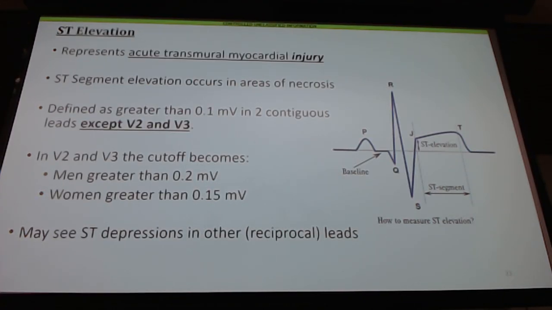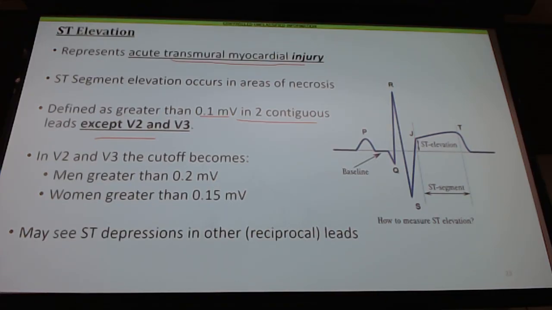ST elevations, remember, are transmural, so the full thickness of that myocardium is under stress and dying. This is identified if you have an ST segment J point elevation of at least 1 millimeter in 2 contiguous leads, except in V2 and V3. So if that elevation is at least 1 millimeter in 2 contiguous leads, then that is an ST elevation.